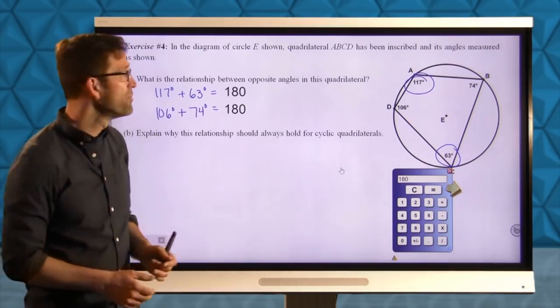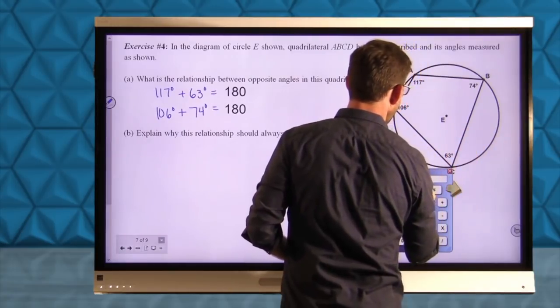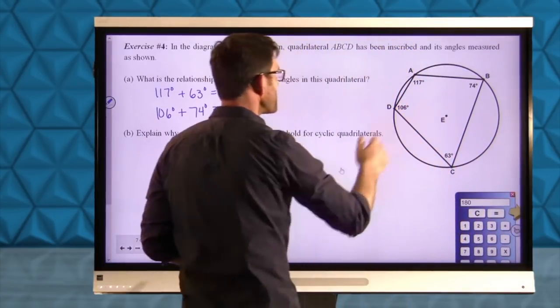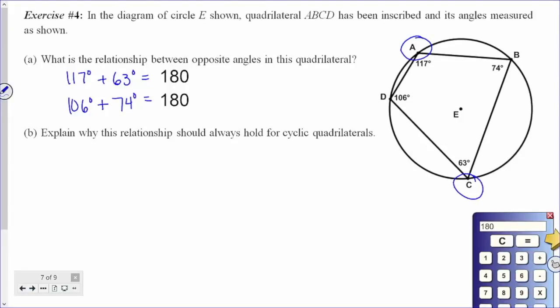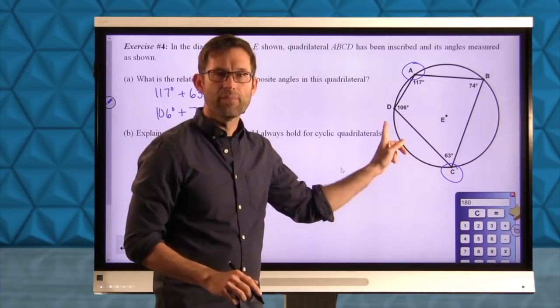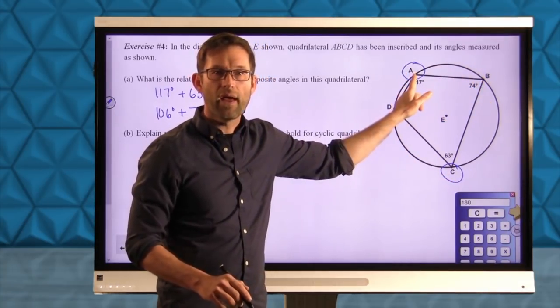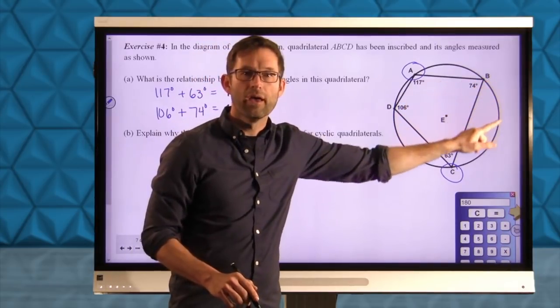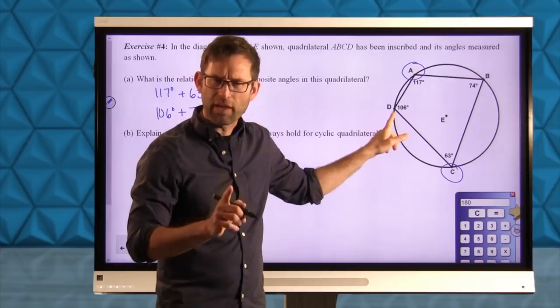All right, let's talk about it. Well, it's really cool. And again, don't worry so much about the exact angle values here, the 117, the 63, etc. But let's key in on angle A and angle C. Now I want you to think about this for a minute. Angle C intersects minor arc BD, and angle A intersects major arc BCD.